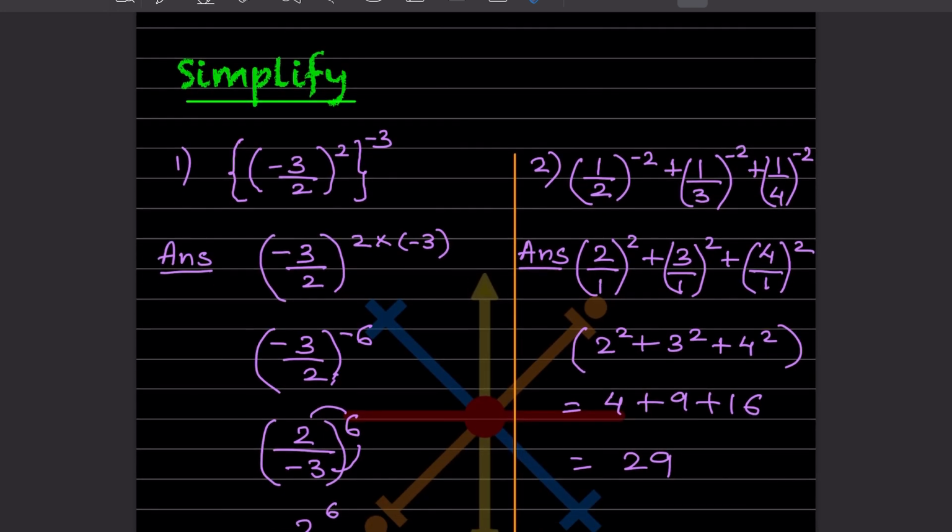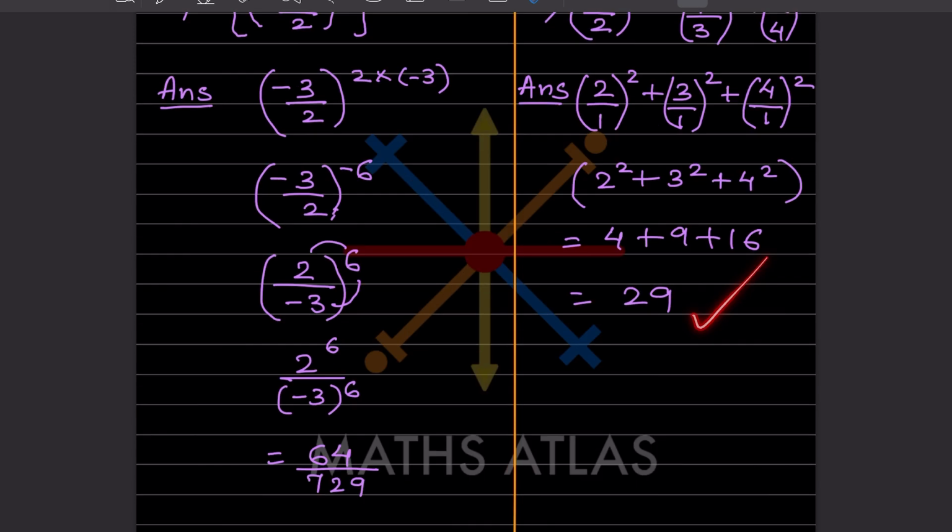Now look at this question. First thing, all are negative exponents, so you have to make them positive by flipping. That will be 2 by 1, 3 by 1, 4 by 1. So the exponents became positive. Now 2 raised to 2, and 1 raised to 2 becomes 1, so we only think about the numerator. 2 squared is 4, 3 squared is 9, 16. When you add, you get 29.